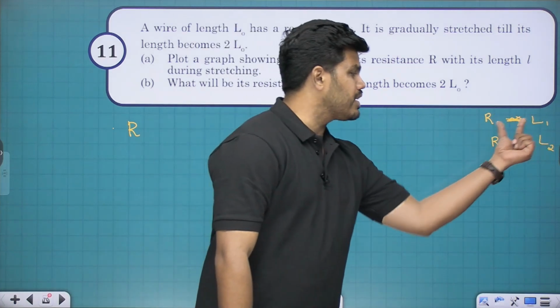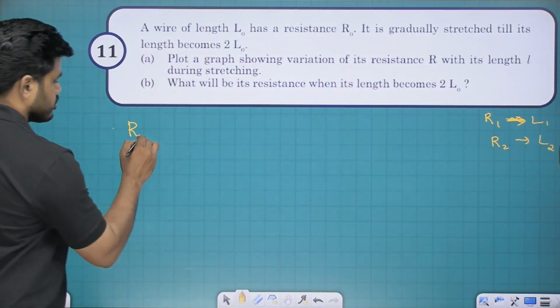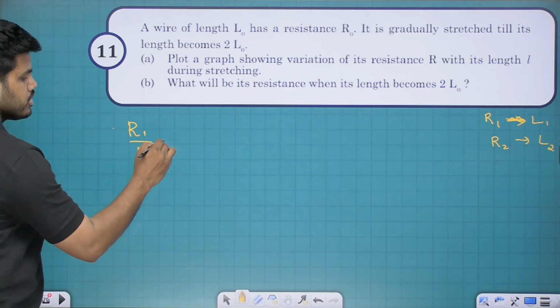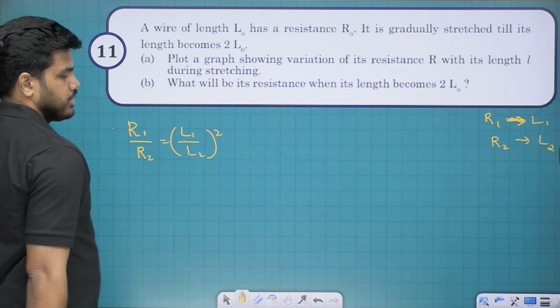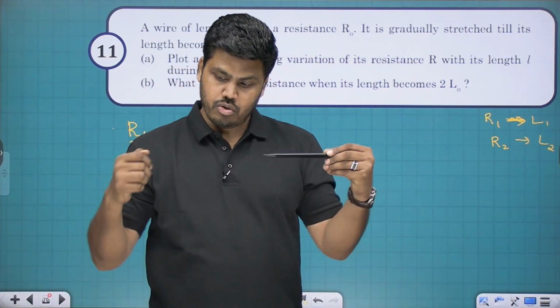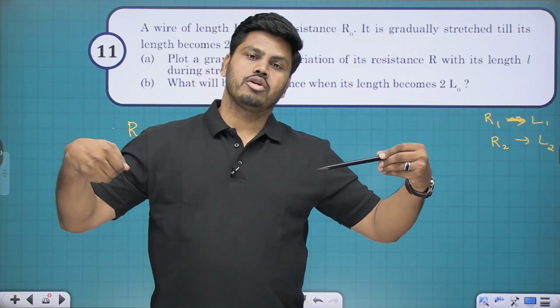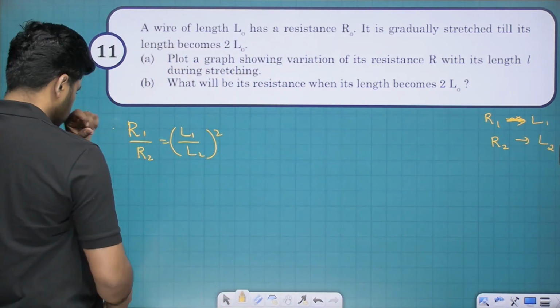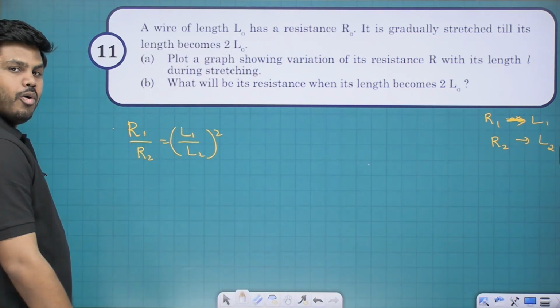Then how will we relate these two? We had a derivation, right, for that R1 by R2 equation. So that is R1 by R2 is equal to L1 by L2 the whole square. Remember, we have to stretch the wire to another length. We are not going to connect another length and increase the length. No, we are going to stretch a wire to another length from L1 to L2. So R1 by R2 is equal to L1 by L2 the whole square.